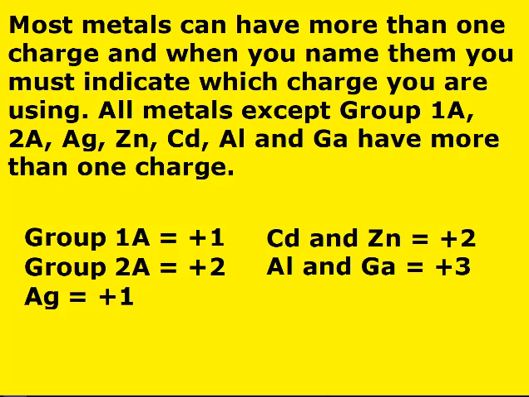Most metals have more than one charge, and therefore when we name them, we have to indicate the charge that we are using, like we've said before. So all metals except group 1A, 2A, silver, zinc, cadmium, aluminum, and gallium have more than one charge, and therefore need Roman numerals when we name them.